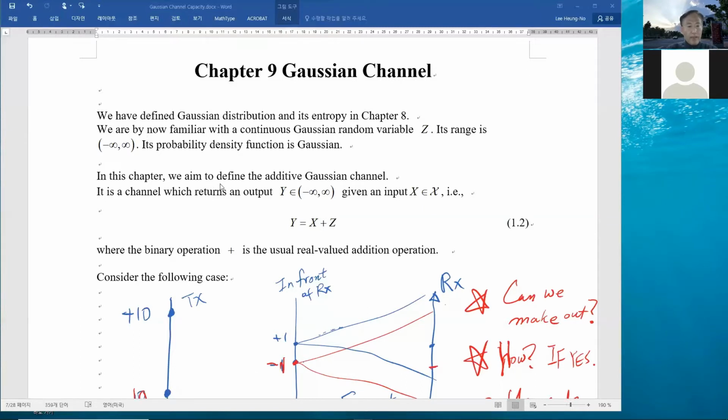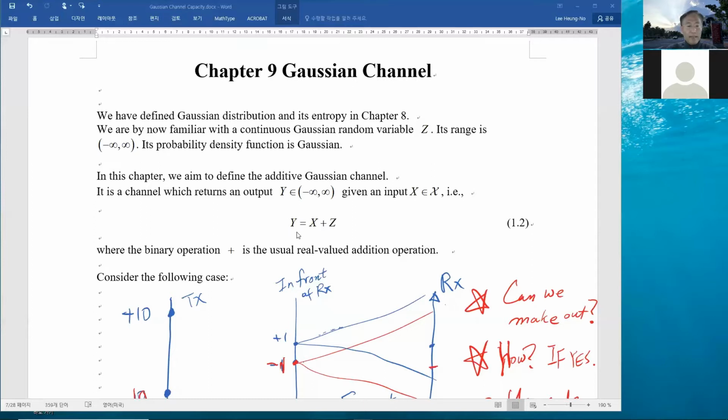In this chapter, we aim to define the additive Gaussian channel. Okay, so we have defined the Gaussian distribution and its entropy, and in order to use this knowledge in a channel relation, we define the Gaussian channel. And this Gaussian channel is in fact the additive Gaussian channel. What we mean by that is described by this equation here.